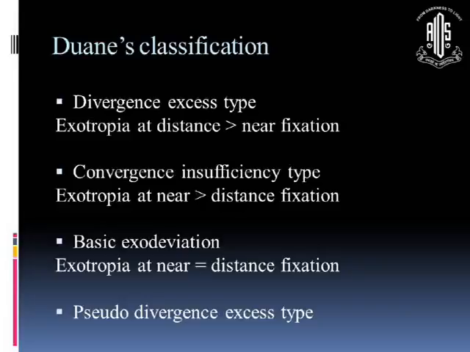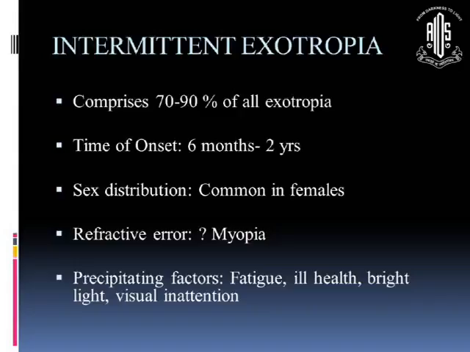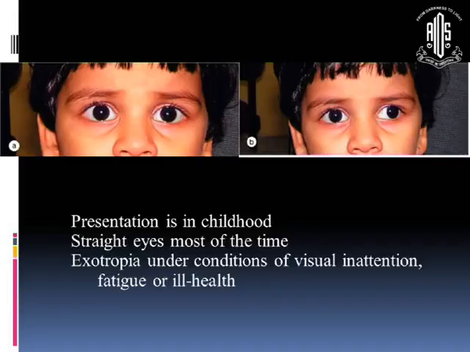Intermittent exotropia, as I told you, is more than 90%, and the time of onset is between 6 months to 2 years. Sex distribution is common in females, and very unusually there will be associated myopia. The precipitating factors are fatigue, ill health, bright light, and visual inattention. Presentation, as I told you, is in childhood, with straight eyes most of the time if it is compensated. Unless they go to the decompensated stage we don't interfere, and normally 2 to 4 years, I'll come to that.